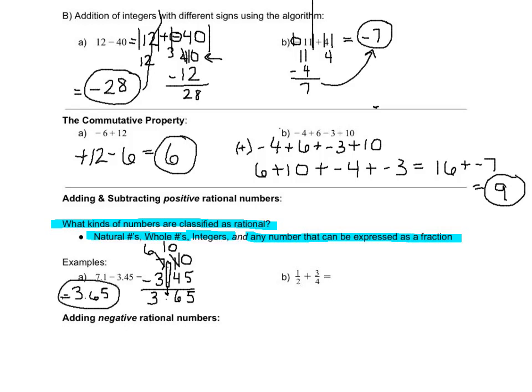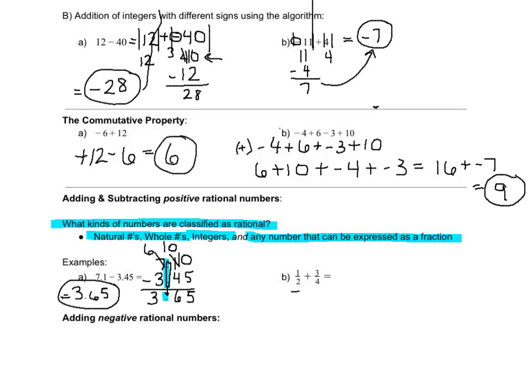Alright, now the same thing would go if we had 7.1 plus 3.45. We would line them up again and make sure that our decimals are together right there, so we can carry it down to the bottom and just add like normal. Now let's turn to example B with fractions. So here we have 1/2 plus 3/4.